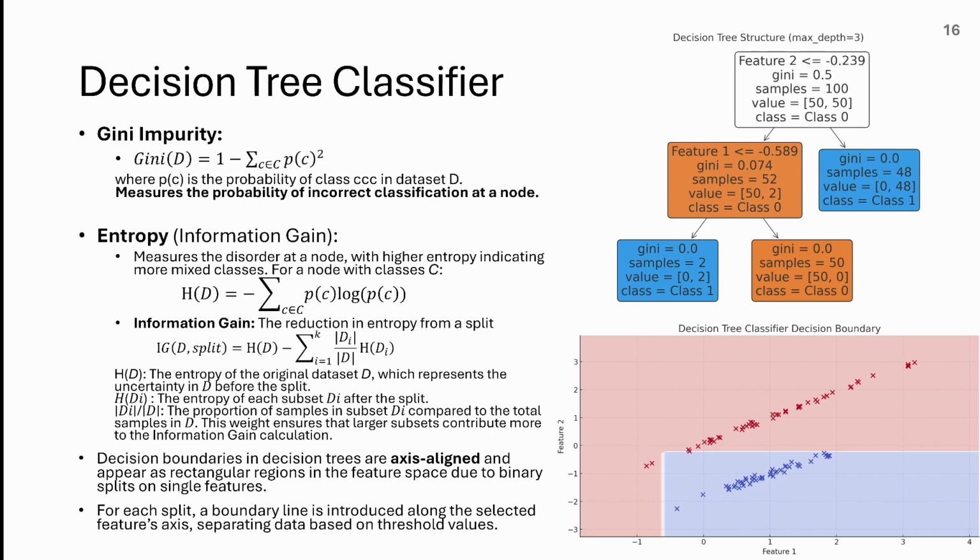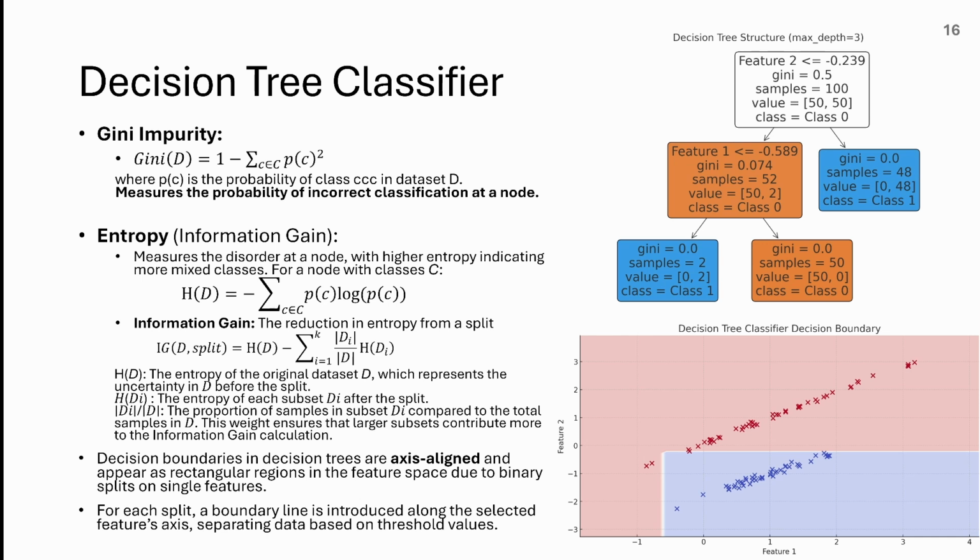Branches represent the outcome of those rules, and each leaf node represents a class label. What is a decision rule? At each node, split the data by choosing a feature and threshold that best separate classes according to a defined metric: Gini impurity or entropy.